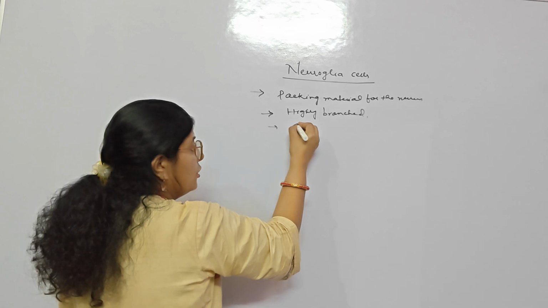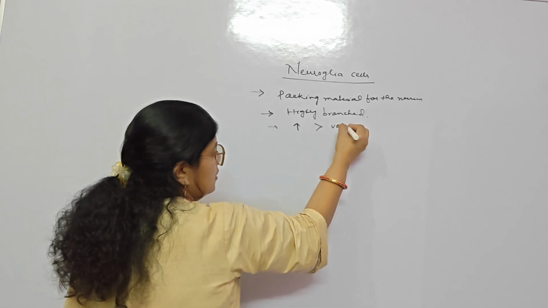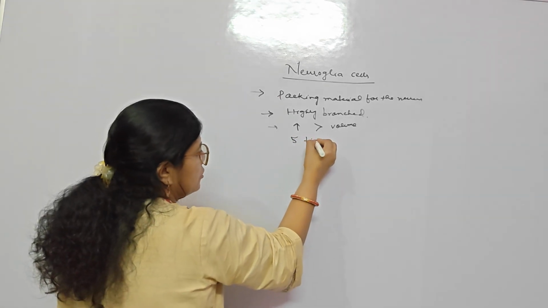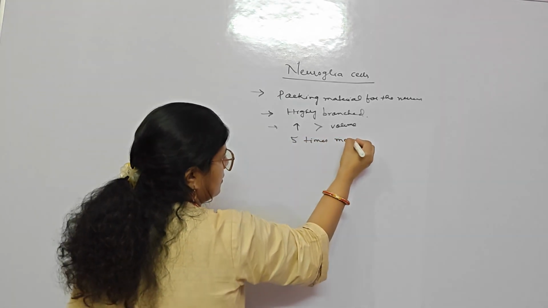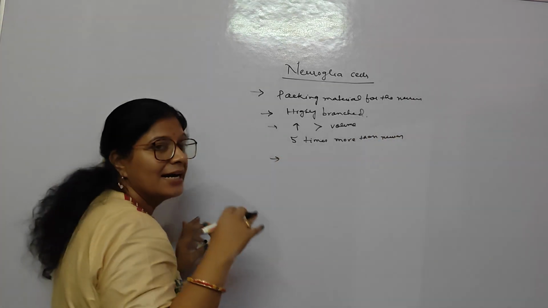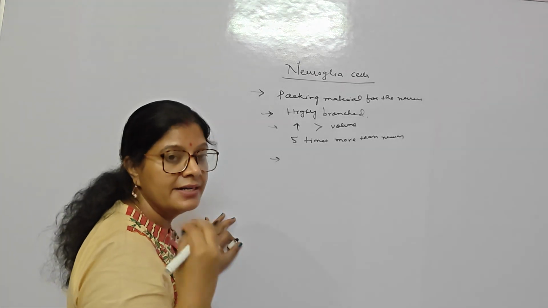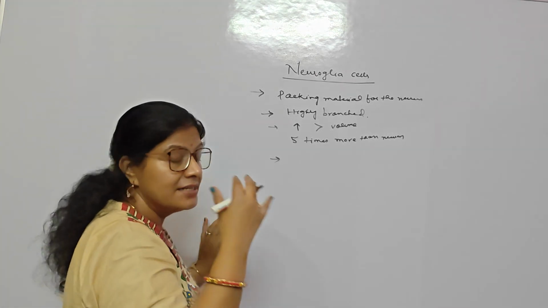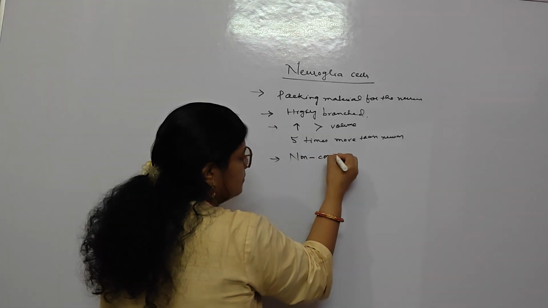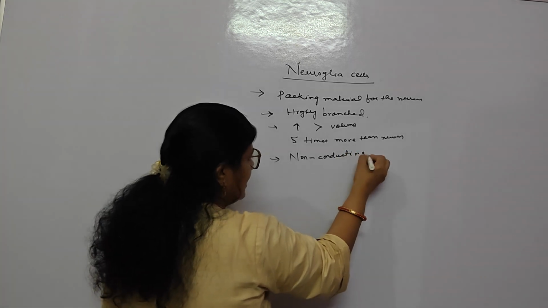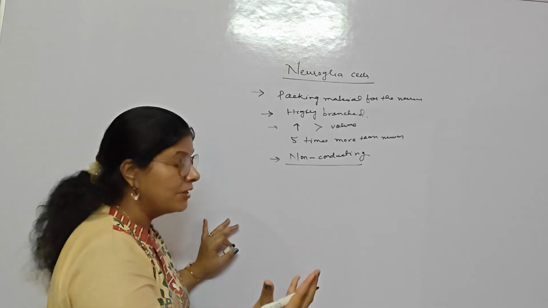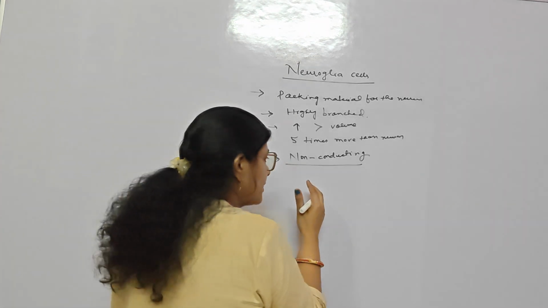It's more in volume, like 2 to 5 times more than neurons. And basically it does not conduct or transmit any impulses. It is non-conducting. Unlike the nervous system, which is very conducting and can easily transfer impulses from one place to another, one tissue to another, neuroglia is non-conducting.